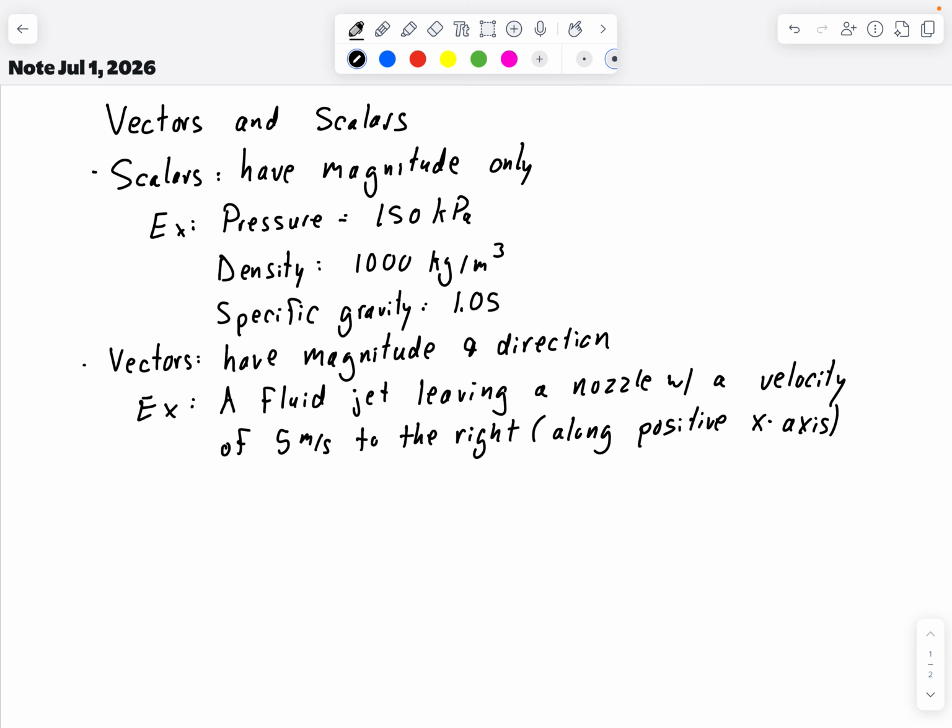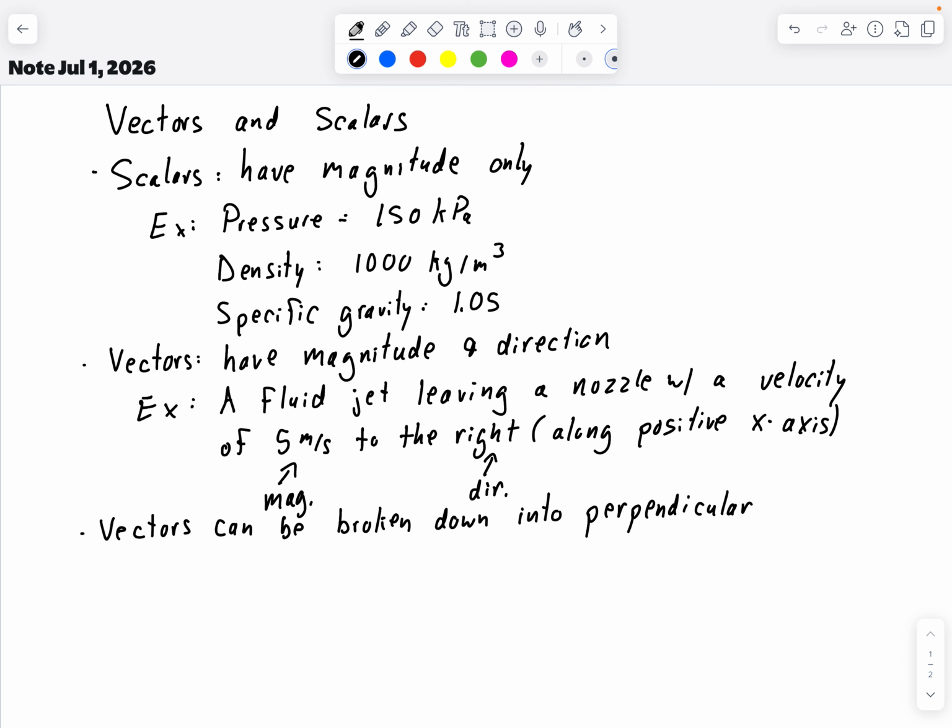So here we have both a magnitude and a direction, which qualifies this as a vector. Vectors can, of course, be broken down into their components. They can be broken down into perpendicular parts called components.